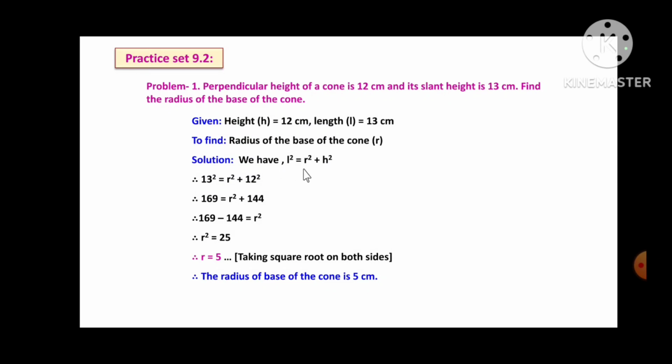So here we have l square is equal to r square plus h square. Substituting the values, 13 square is equal to r square plus 12 square. So 13 square is 169, which is equal to r square plus 12 square, which is 144. 144 brought to the left hand side, it will be 169 minus 144 is equal to r square. The subtraction of these two is 25. So r square is equal to 25. Taking square root on both sides, we get r is equal to 5. So this is the radius of the base of the cone, which is 5 cm.